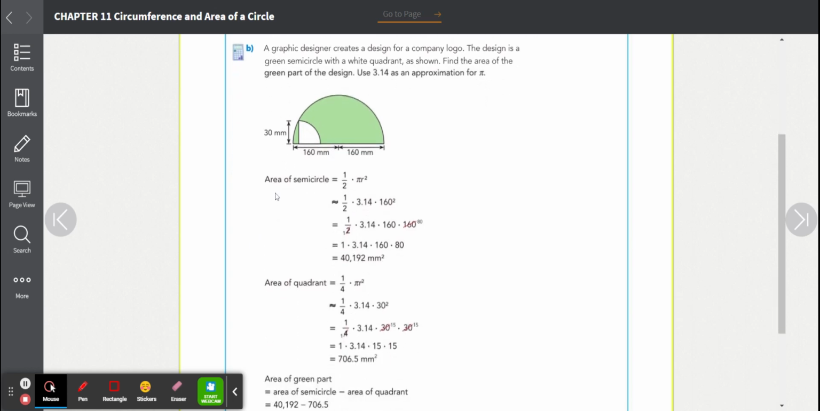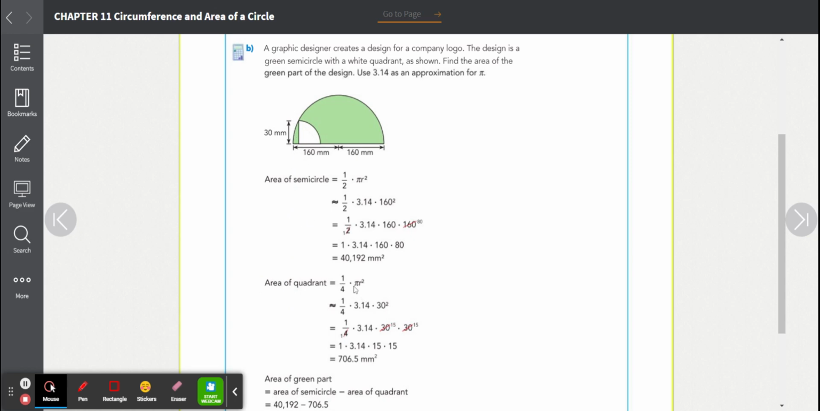So you're going to find the area of the semicircle. We know that the radius is 160 millimeters, right? So the area of our semicircle is going to be half pi radius squared. We're going to plug our numbers in and simplify where we can. So I can already take 80 out, divide this in half would give us 80. Then I'm going to multiply my numbers together. The area of the semicircle is 40,192 millimeters squared.